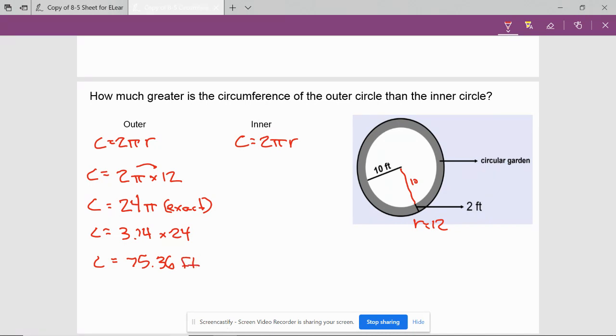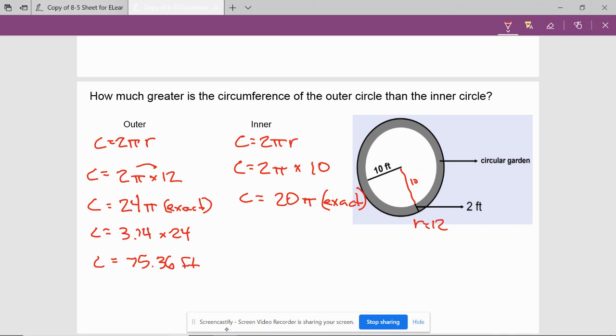Our inner circle, we're still trying to find the circumference. It's going to be equal to 2 times pi times 10. So our circumference, when we multiply 2 times 10, is going to be 20 times pi, and that's our exact number. Okay, so that's exact. There's nothing that's going to change that. 2 times 10 is 20.